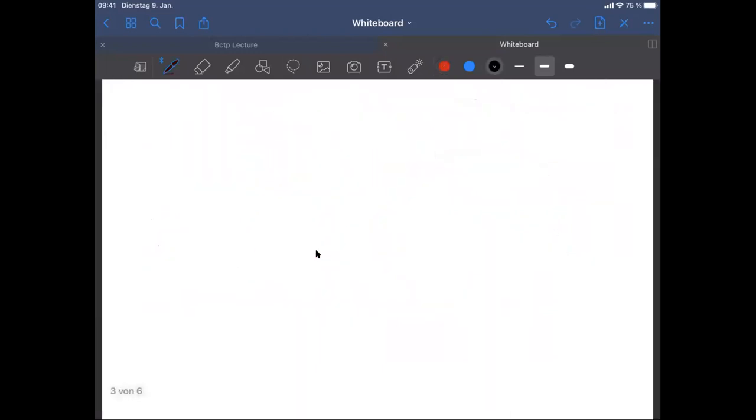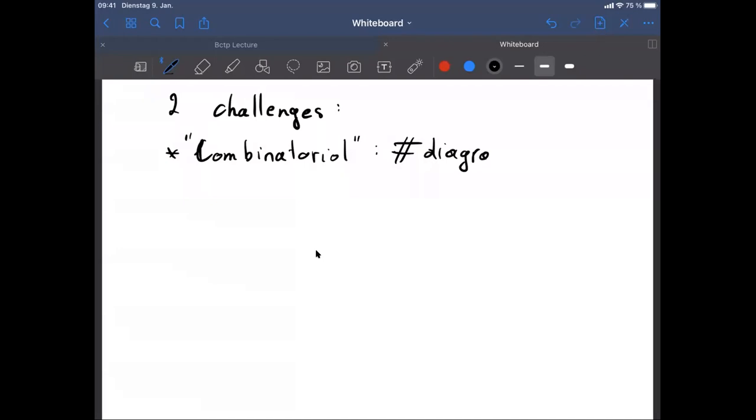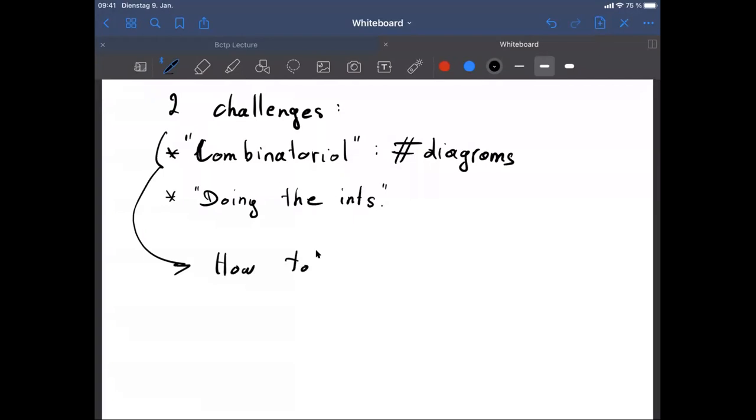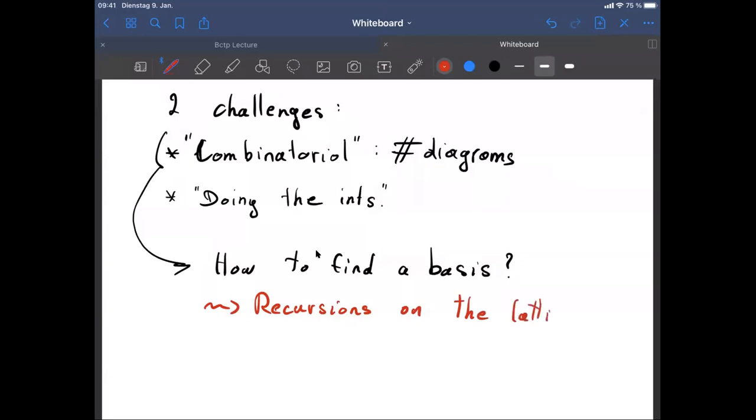What we said is, okay, there are two challenges when you want to compute these. Challenge number 1 was, call it, combinatorial: the number of diagrams that you need to compute, or the number of integrals. And the other one is doing the integrals. We started to look at the combinatorial challenge, where we said, okay, so how can we find the basis? The idea was to look for recursions on this lattice Z^n.